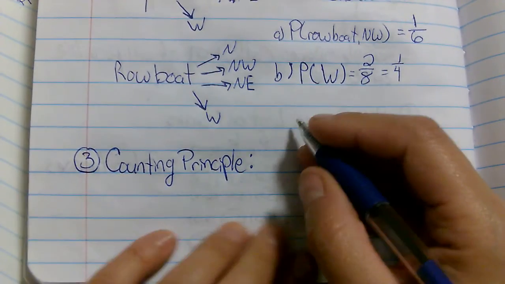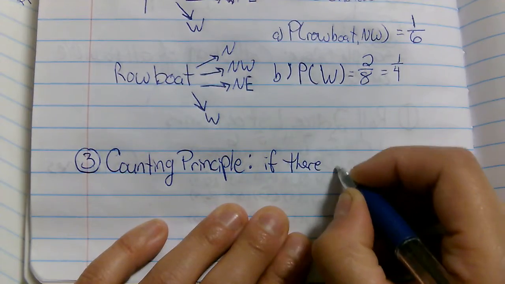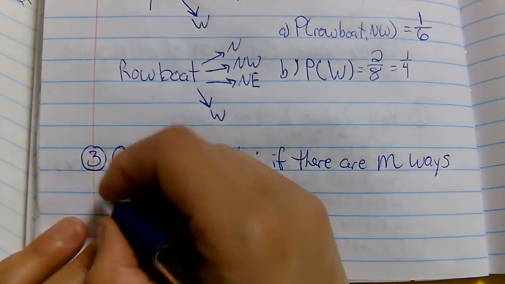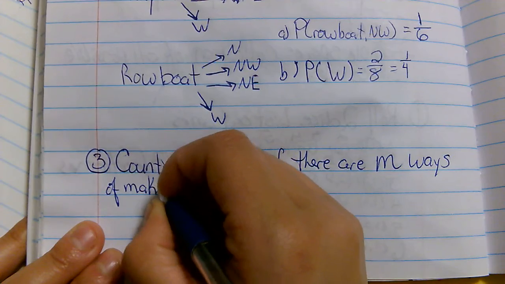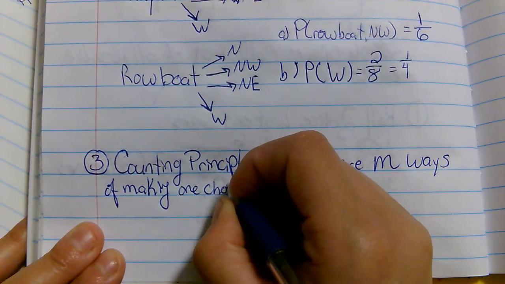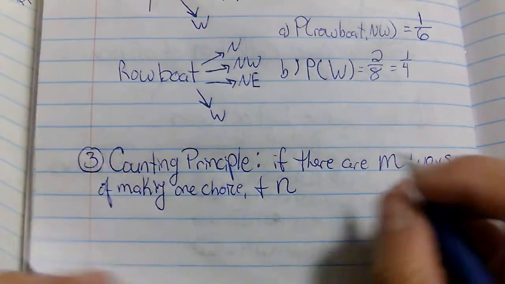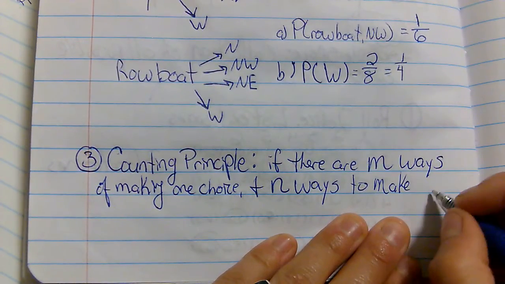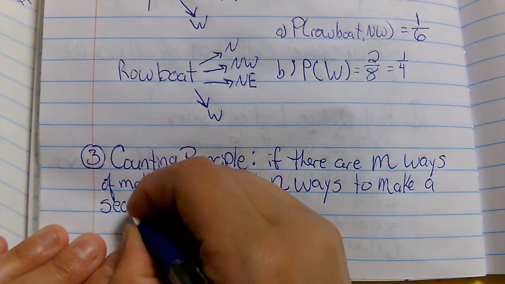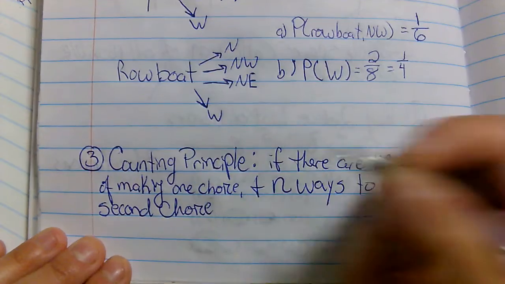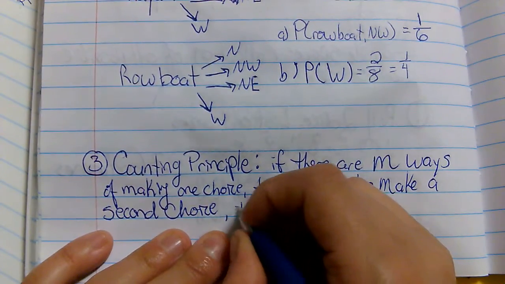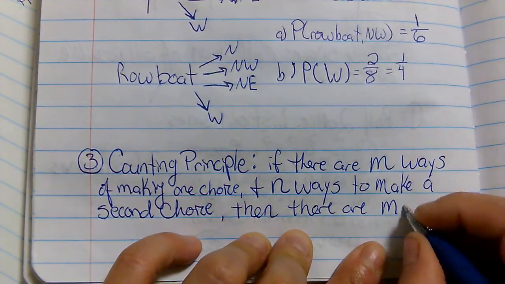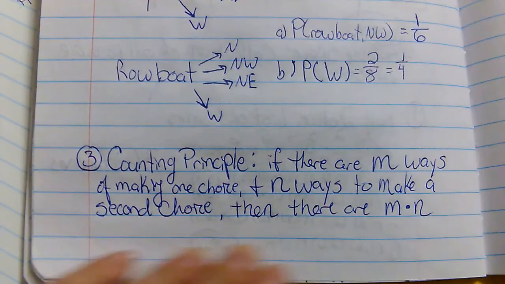And the counting principle says if there are m ways, so some number of ways of making one choice, and n ways to make a second choice, then there are m times n possibilities.